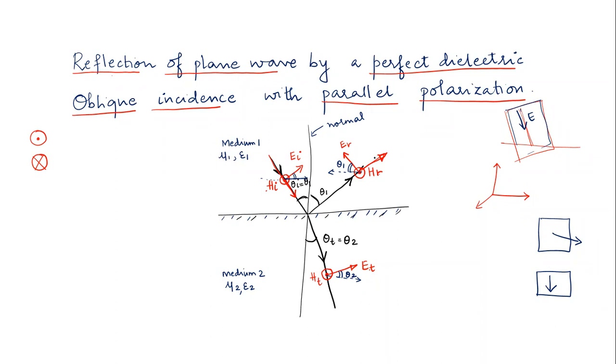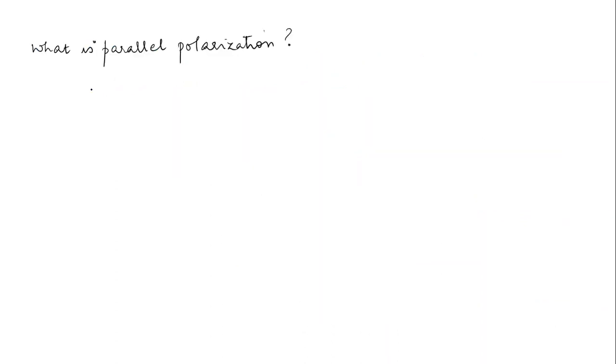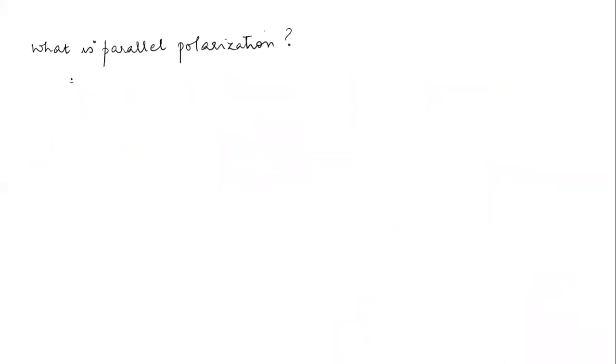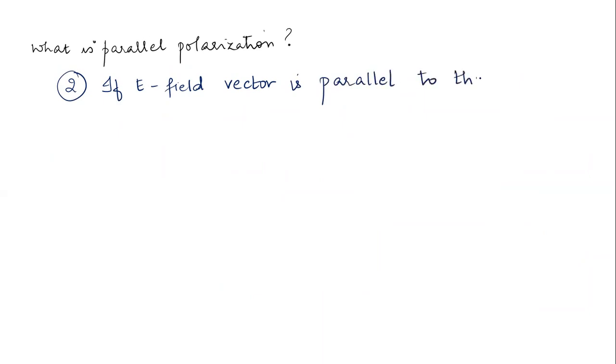If this is a plane and I say something is perpendicular, then I have to show it like this, right? If this is a plane and if it is parallel, I have to show it like this. It is parallel to that plane. So you don't worry about that right now. You just remember how you have to draw EI, ER and ET. So that is why parallel polarization. So I'm just writing one statement. So this is the first step of the derivation, that you will draw the diagram. In the second step of the derivation, what you do is you write what is parallel polarization.